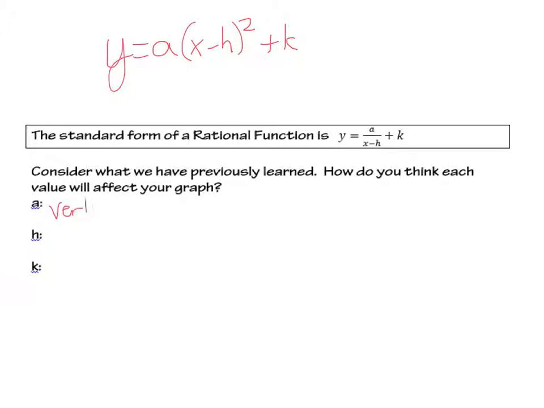A is vertical stretch, and can also reflect it if it happens to be negative. H is your left and right motion, and it always does the opposite. The K is your up and down motion, and you do what it says. Okay, so let's look at one of those graphs.